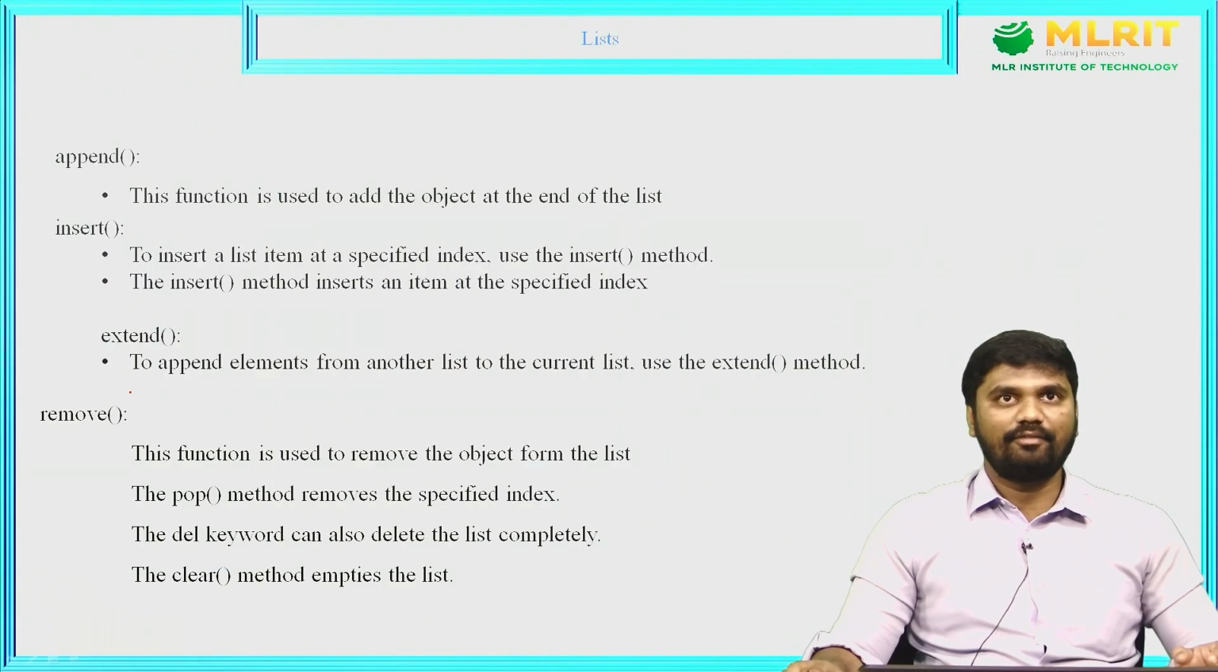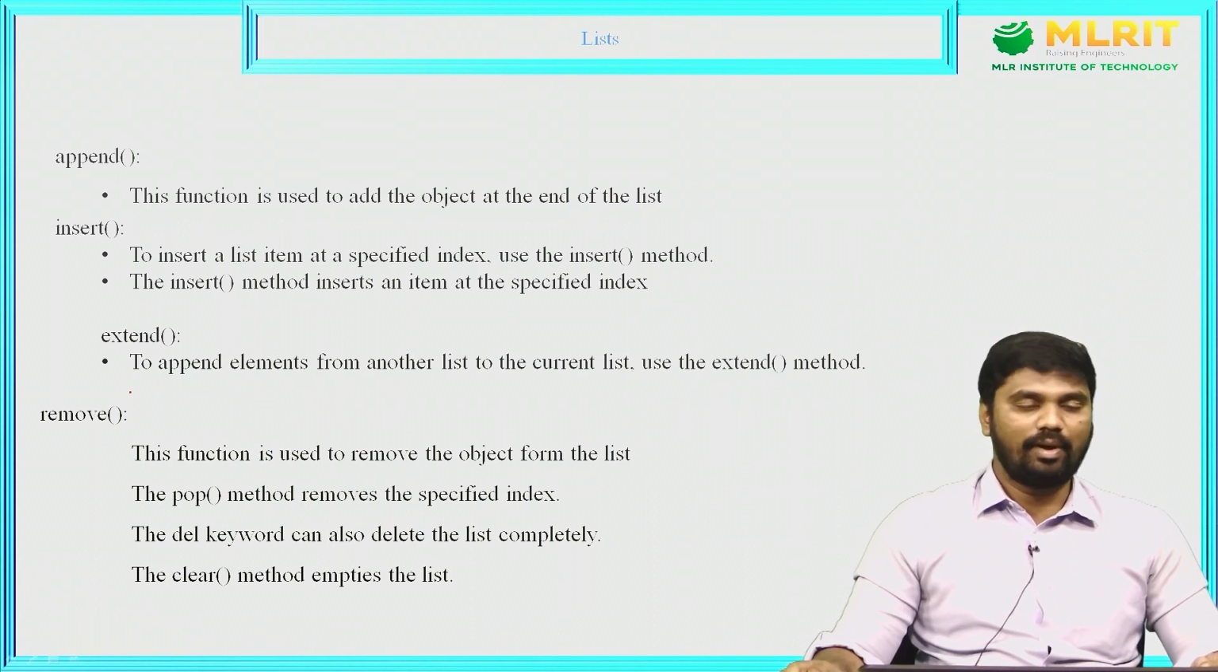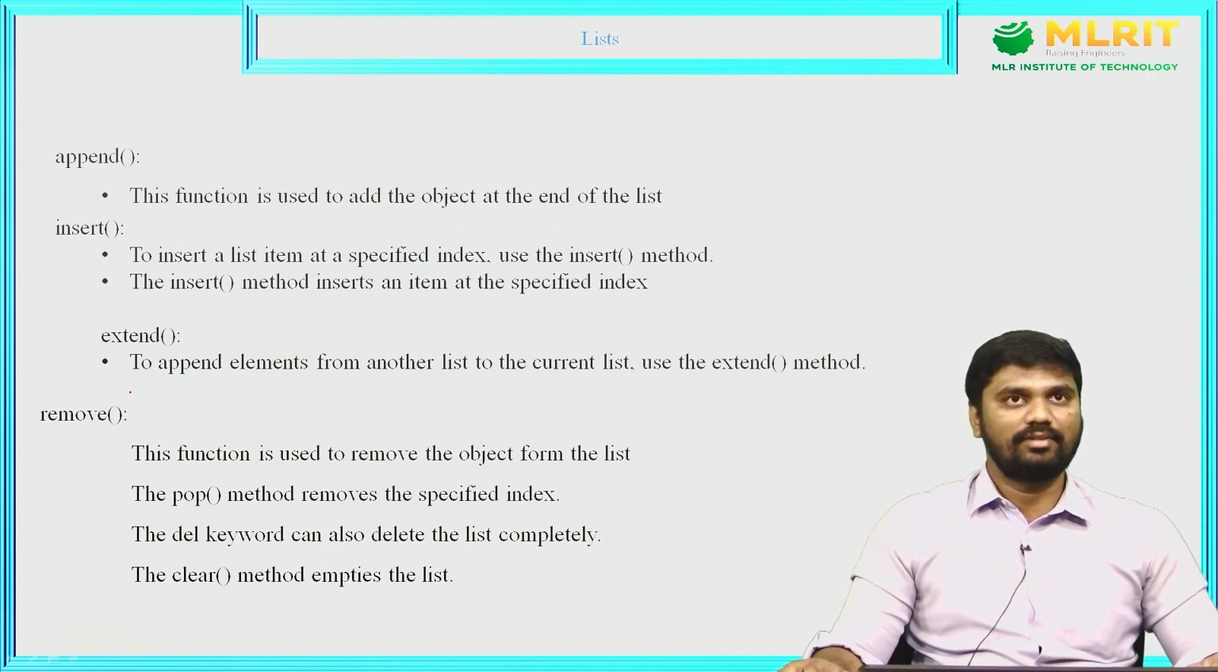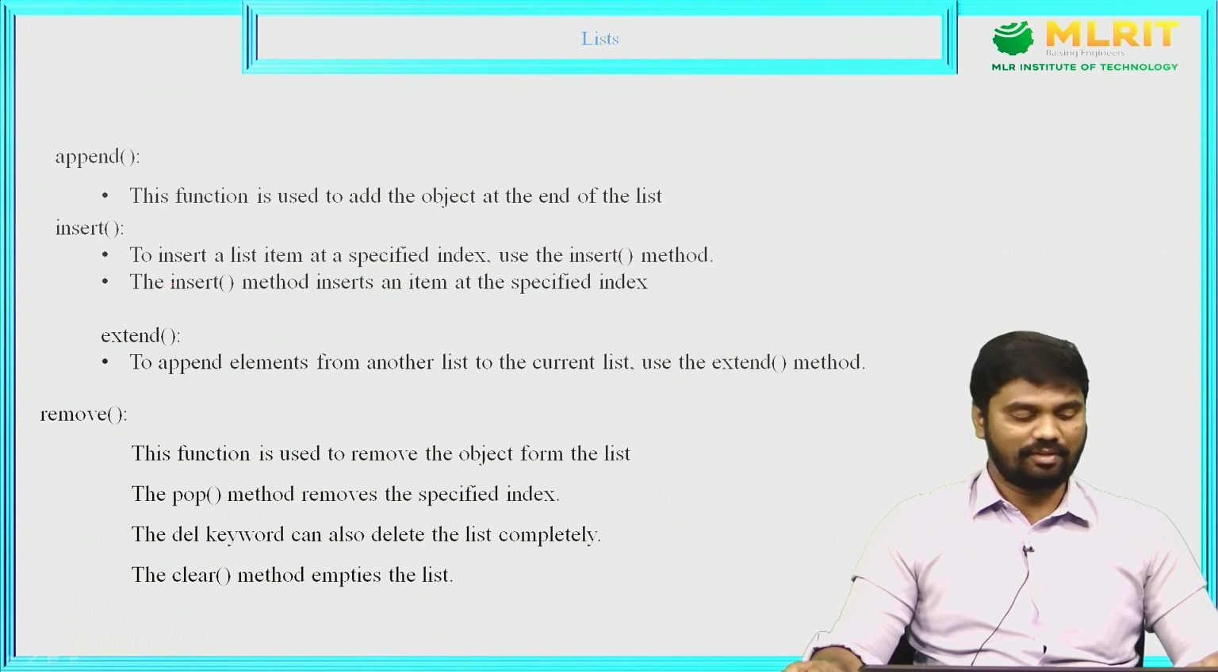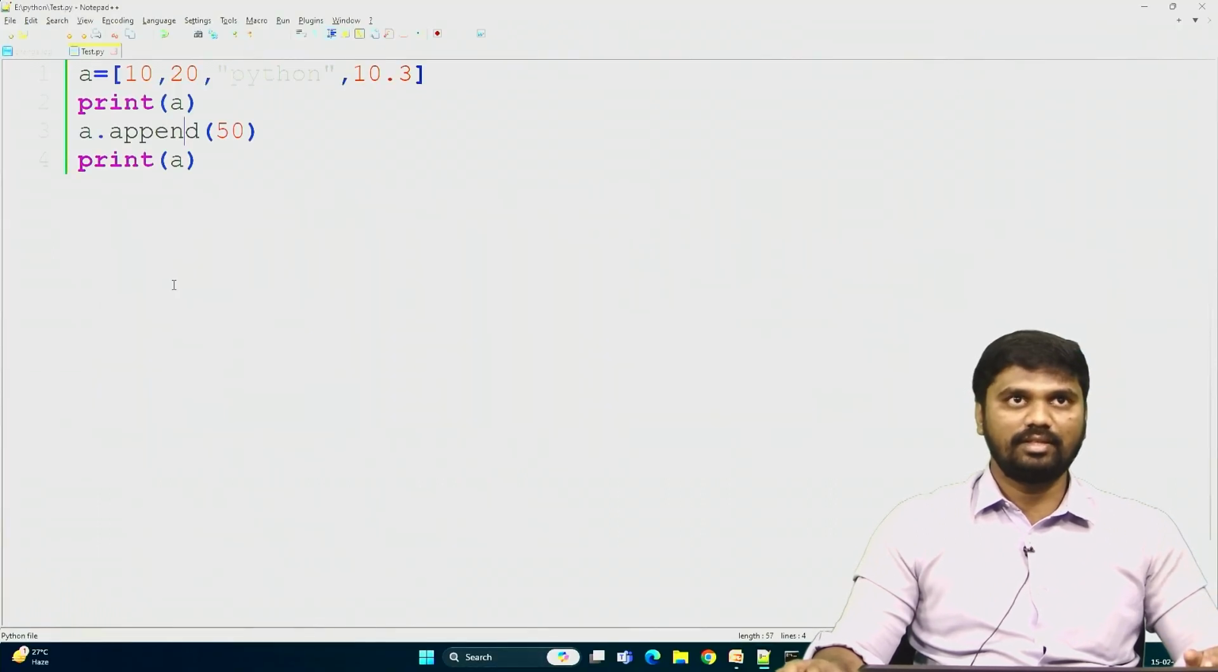Next, another function we have, that is the insert function. What is this insert function? The insert function is also used to add values to the list. But the difference between the append function and the insert function is that the append function is used to add values at the end of the list, but the insert function is used to add values at a specific index. For example, if you want to add a value at first, that is the 0th index, then you can add that value by using this insert function. So let me see an example.